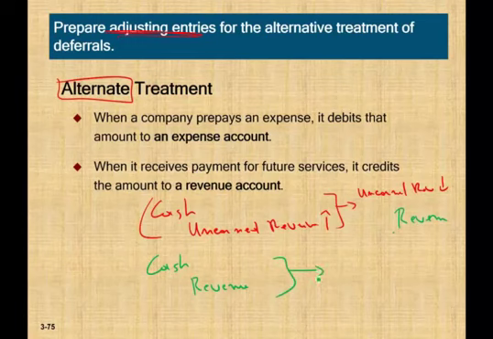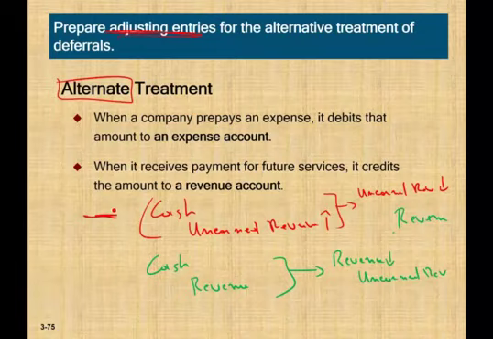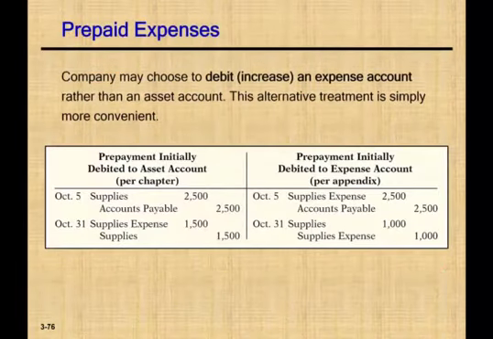Then at the end of the period, if we have not earned all the revenue, we debit revenue, which is something not normal. We debit revenue, we reduce revenue, and we credit unearned revenue. So if there's anything unearned, at the end of the period we'll determine how much of it is unearned. Okay? Versus the traditional method. Under the traditional method, we don't count the revenue until we earn it.